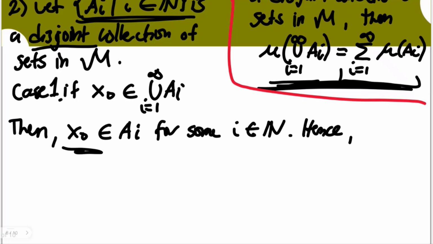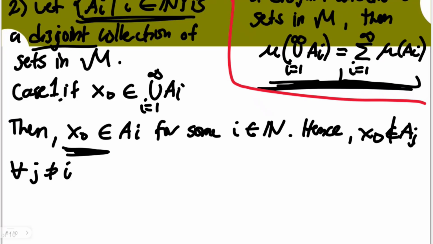we can say that x sub o is not an element of another, let's say, a sub j, for j not equal to I. So if x sub o is an element of a sub I, it should not be an element of a sub j. Again, because they are a disjoint collection, x sub o should only be contained in one. What does this imply now?